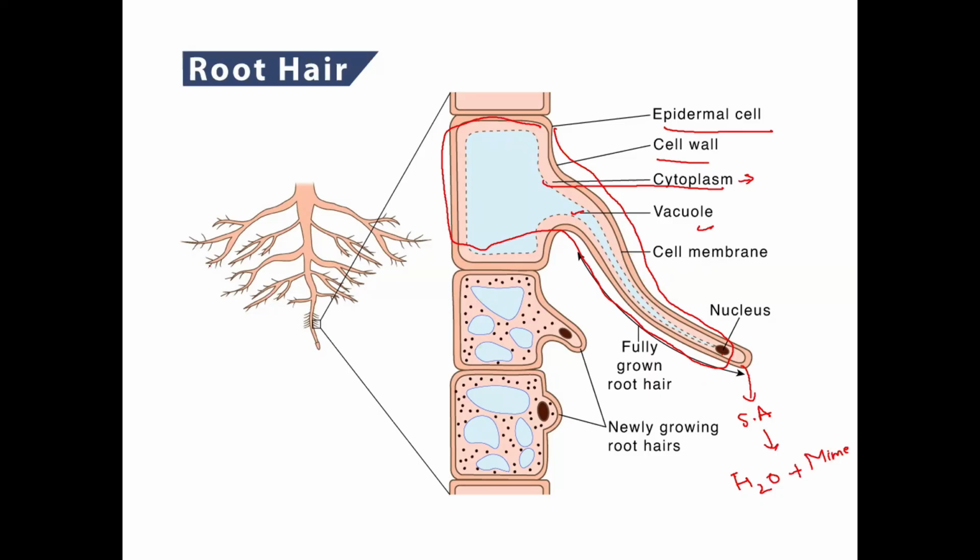Now the question comes: how is water absorbed by the root? Assume this dot is a water molecule present in the soil and the star is a mineral present in the soil. The concentration of water, H2O, in the soil is very high, and the concentration of H2O in the root hair cells and the root is very low. So water automatically moves from high to low, and these water molecules are absorbed by root hair cells by the osmosis process.